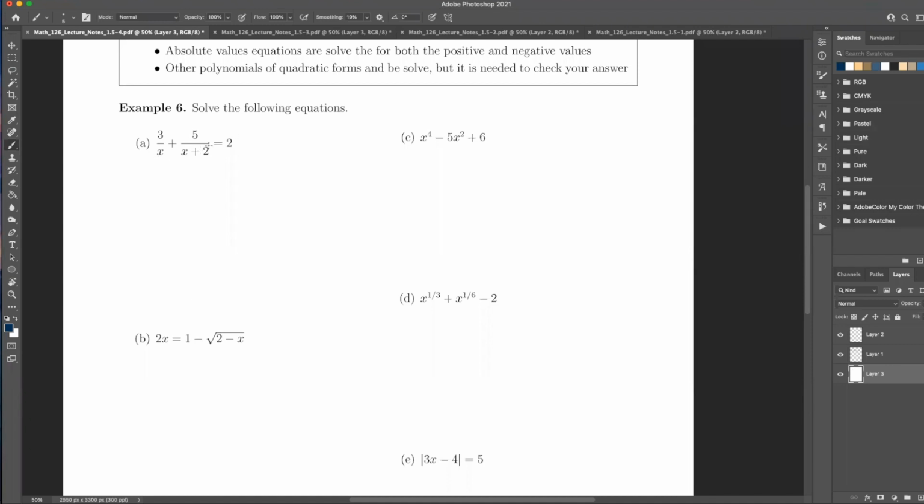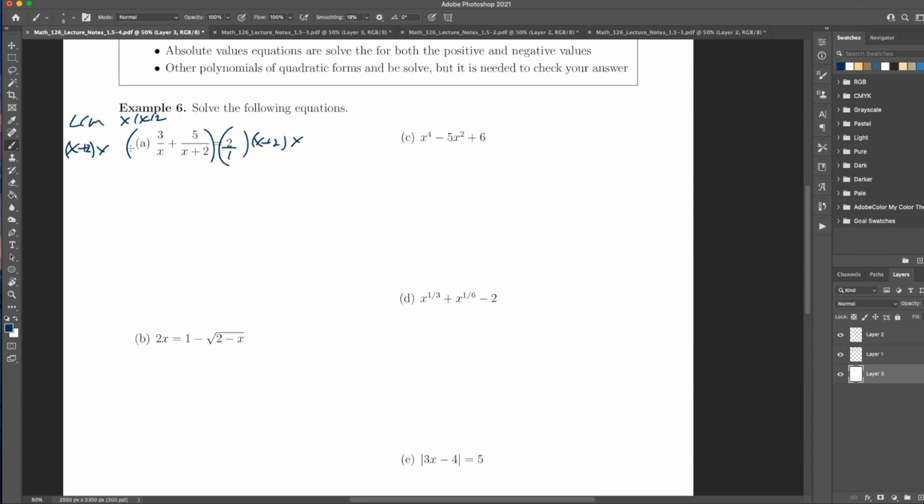So here, in order to solve this, what I usually do is clear the fractions. If I'm just solving this, I'm going to multiply everything by the least common multiple. The least common multiple here is x times x plus 2, so the denominator is x times x plus 2. I'm going to multiply both sides of the equation by that. The reason I do this is that it clears out the fractions, the rational expression.